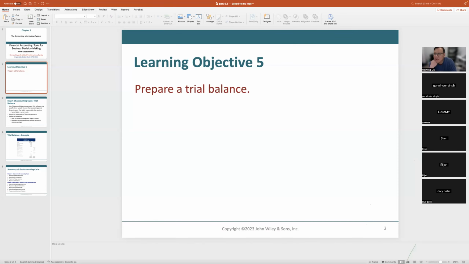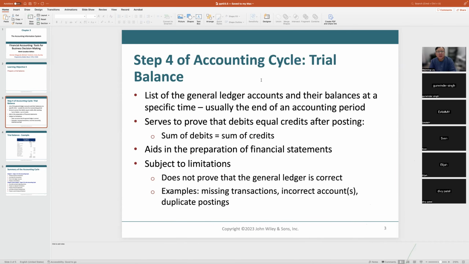So learning objective number 5, to prepare a trial balance. Step 4, accounting cycle: trial balance. You have the list of the general ledger accounts and their balance at a specific time. Normally, it's the fiscal year end, the very last day of your fiscal year. And then you have to be able to prove your sum of debit equals your sum of credit. Otherwise, you are in trouble.